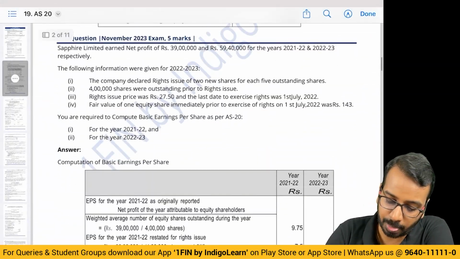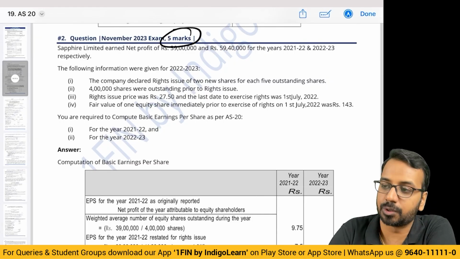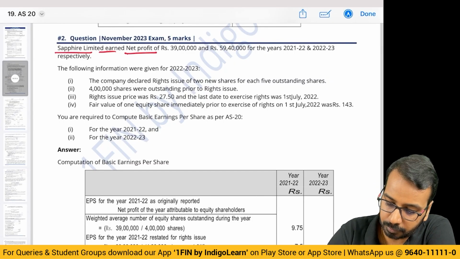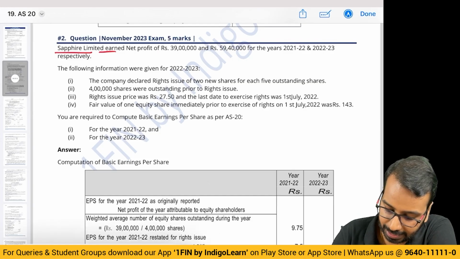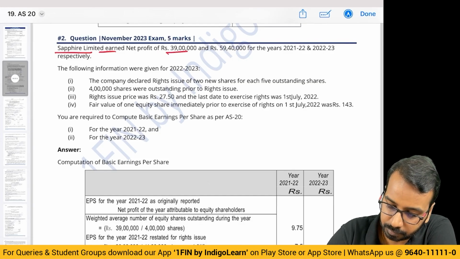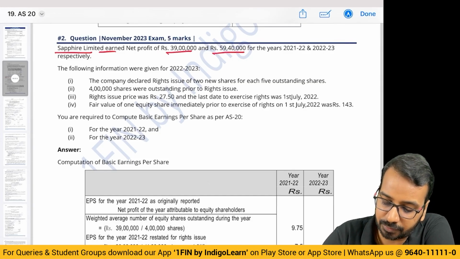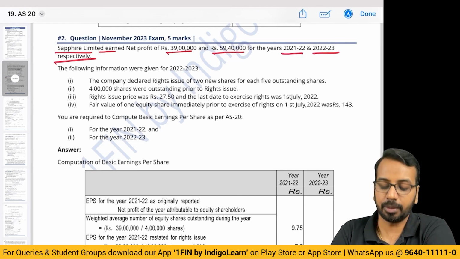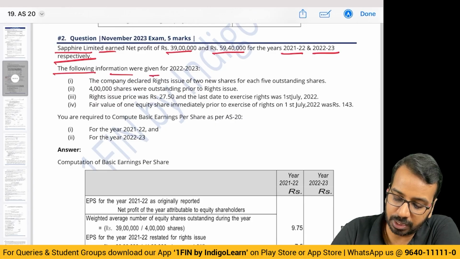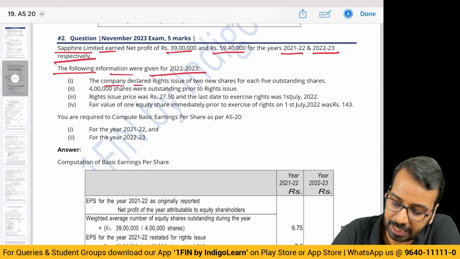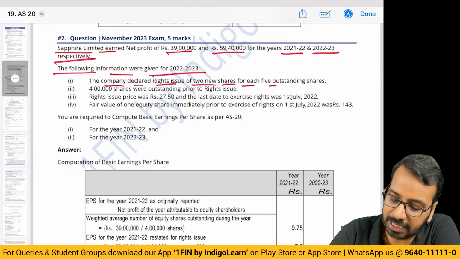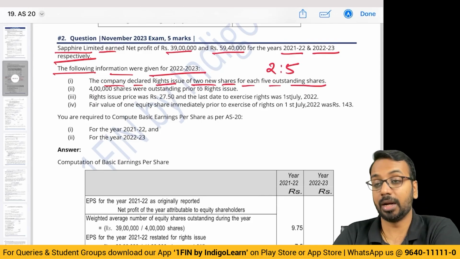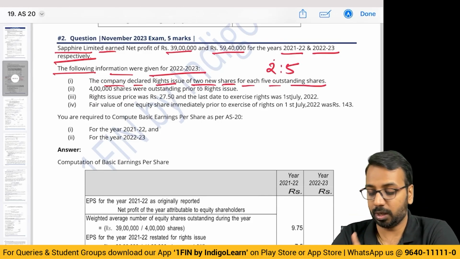Okay. Here, Sapphire, again, see, 5 marks question. Sapphire Limited earned net profit of 39 lakhs and rupees 59 lakhs 40,000 for 21-22 and 22-23 respectively. Okay. The following information was given for 22-23. Company declared rights issue of 2 new shares for each 5 outstanding shares. 2:5. Now here, while doing the calculation, we will consider 2, not 1.